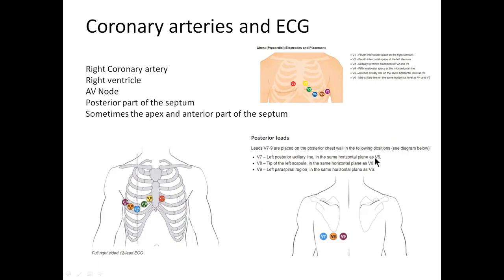So they are all at the same level of the V sets, but horizontally, this will be at the left posterior axillary line, and then at the tip of the left scapula, and then at the paraspinal area. So those are called V7, V8, and V9. And that's the way we check to see whether there is a posterior MI.